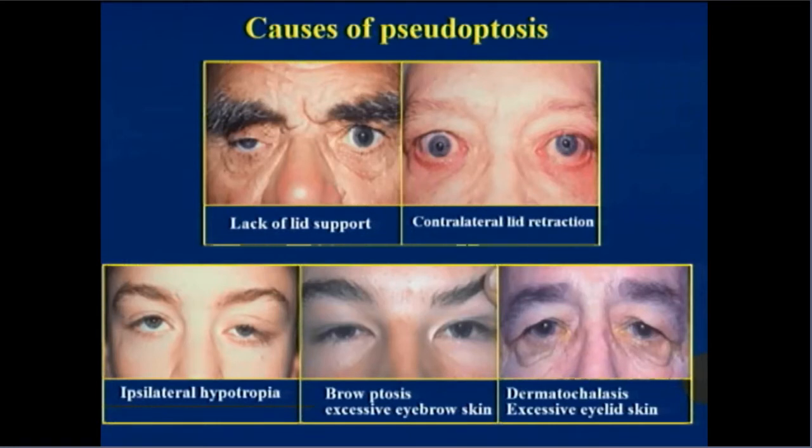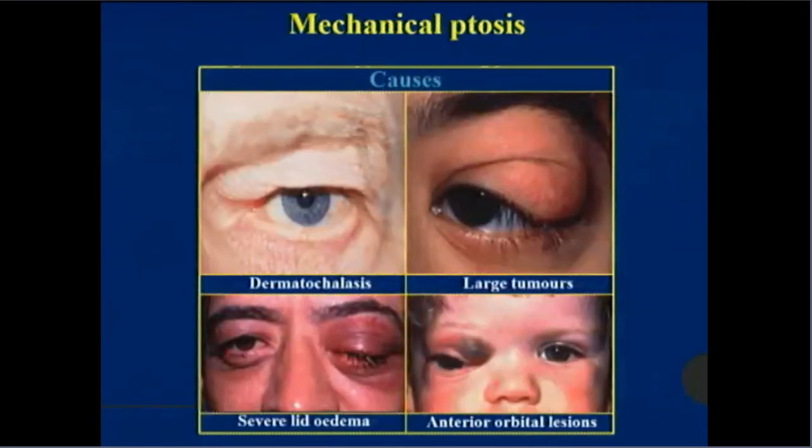We have different causes of pseudoptosis, ranging from lack of support due to an artificial eye on this side, to contralateral lid retraction, as you can see here. If the patient has hypotropia, because the eyelid tends to follow the globe, if the patient has brow ptosis or dermatochalasis. So it is very important to exclude these causes of pseudoptosis. Also, mechanical ptosis can be a cause, due to chalazion, capillary hemangioma, orbital cellulitis and so on.